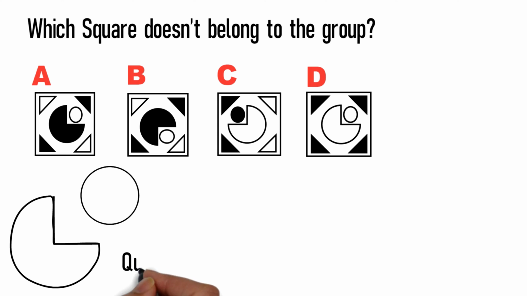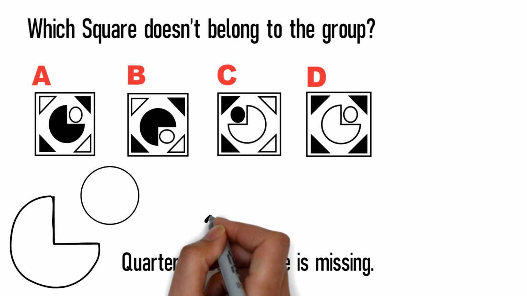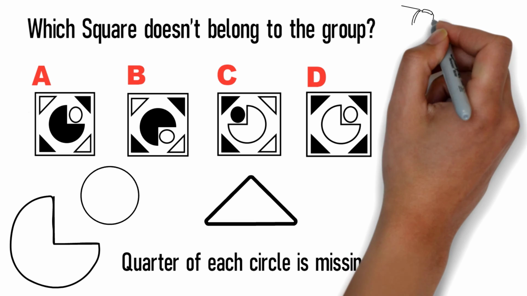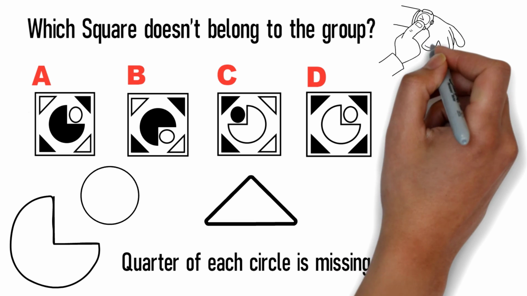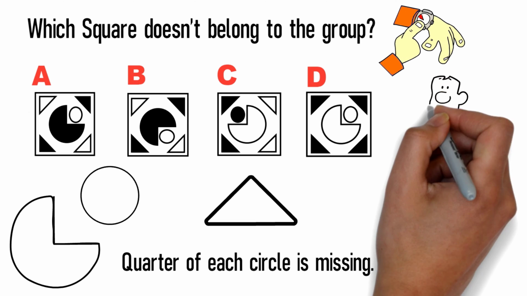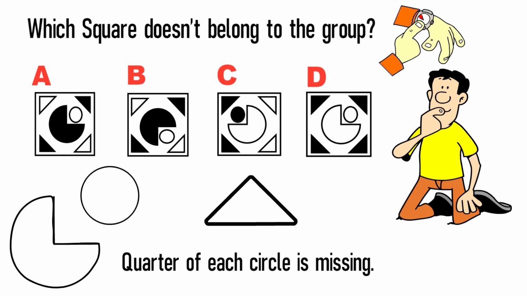In the large circle, a quarter of each circle is missing, and instead replaced with the small circle. All squares also have triangles in the corner. Give yourself 5 to 10 seconds to see if you can come up with the answer. Do you see the answer? Let's continue to see how we can solve this challenge and get to the correct solution together.